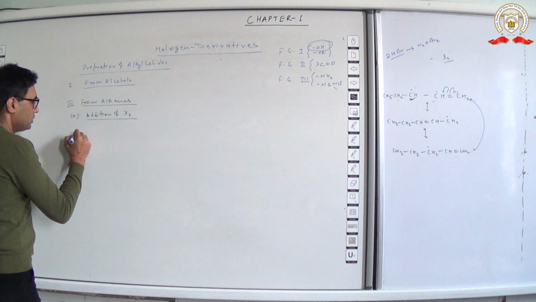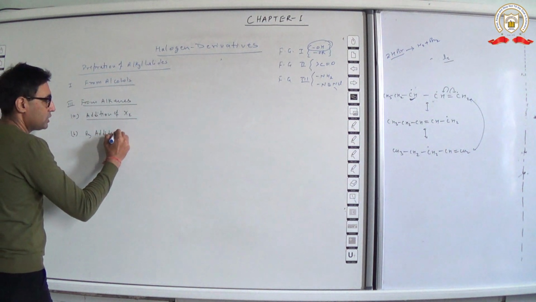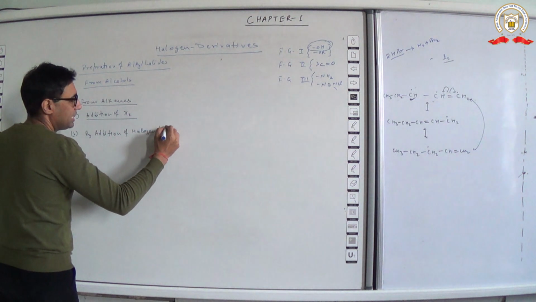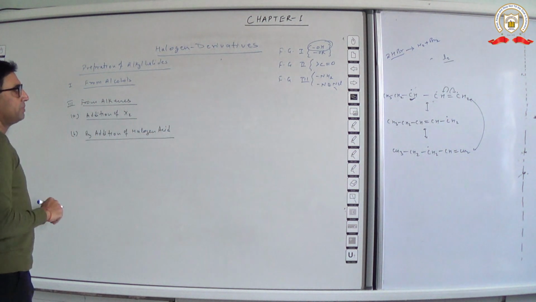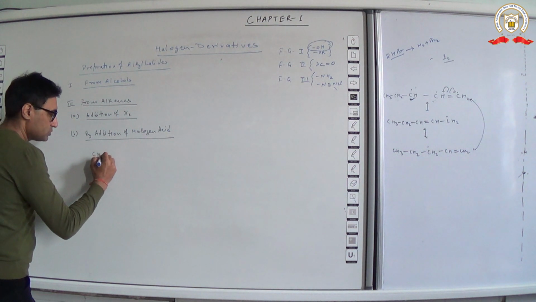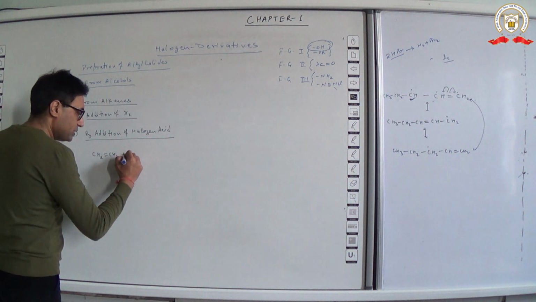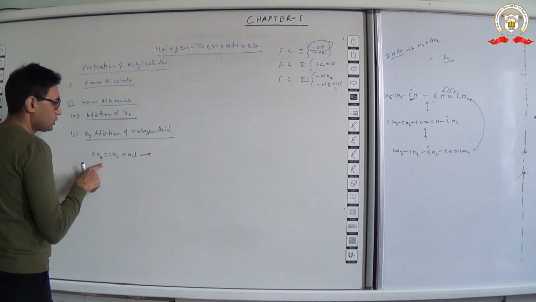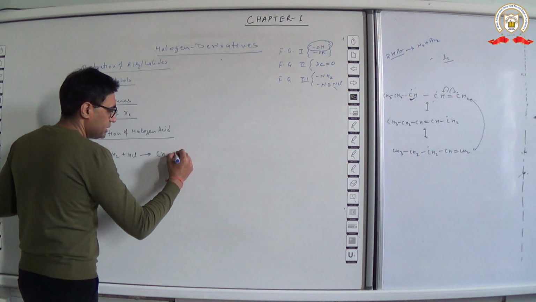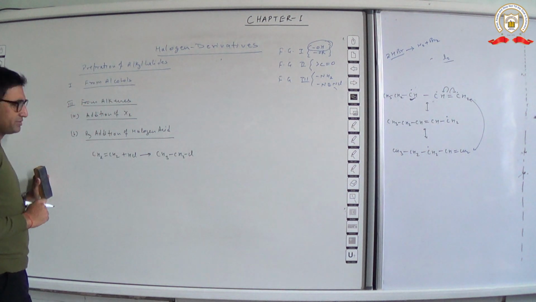Now I tell you, by addition of halogen acid. So suppose I have a compound like CH2=CH2 and I am reacting it with HCl. It will undergo addition. I will get the compound CH3CH2Cl. We have already done this in 11th standard.